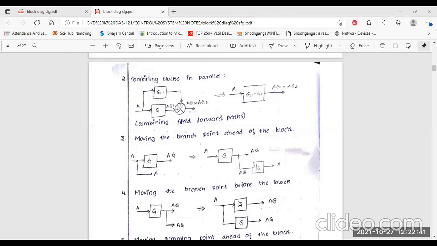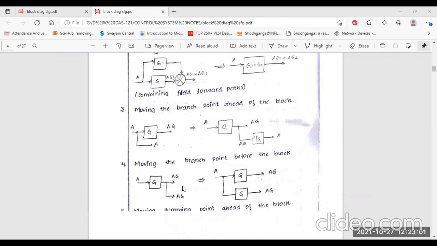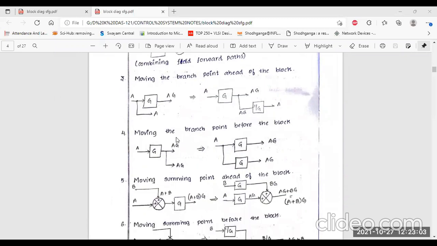So this is the basic process. This is A, and these are two controller parts, the first one and the second one. And this branch is shifted from here to here. But the result comes in parallel, one here and another also here. So this is the basic process of moving the branch point before the blocks. Okay, so please remember this diagram, where you have to move this type of branches, so you have to apply these rules also.